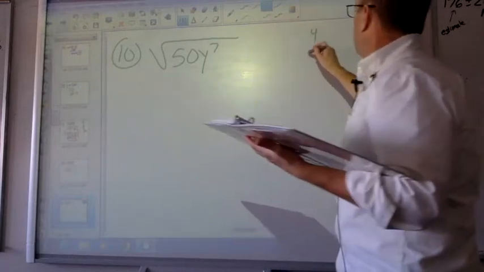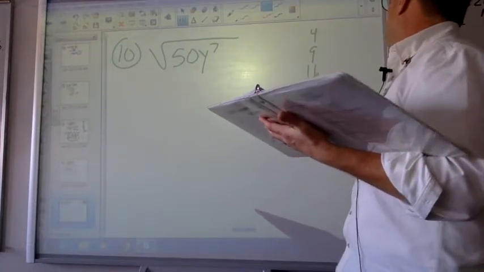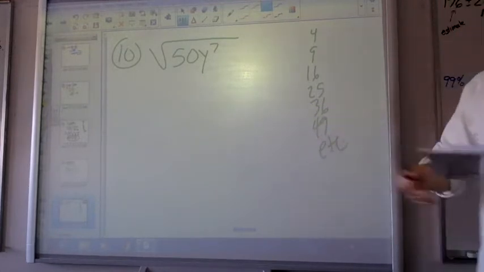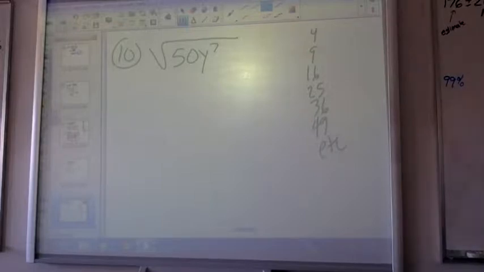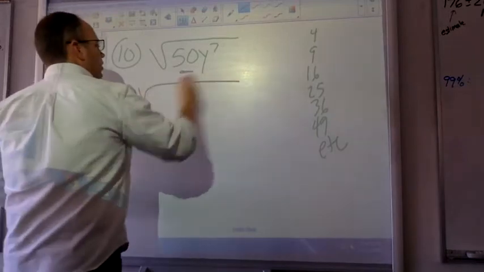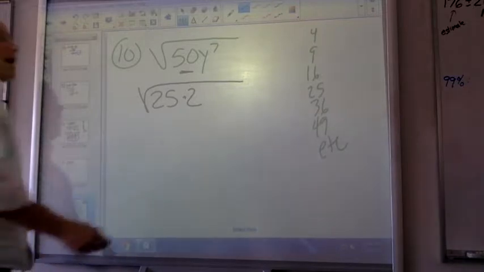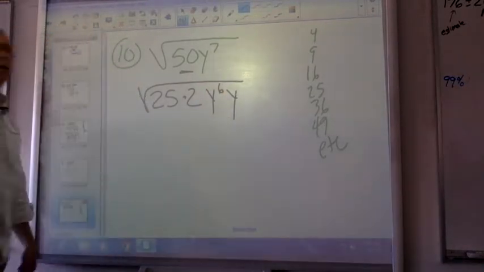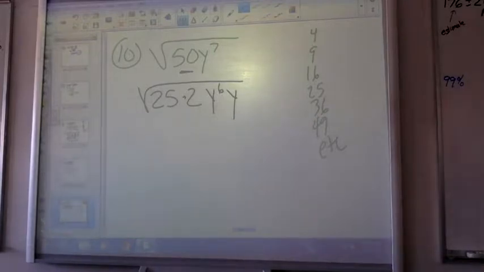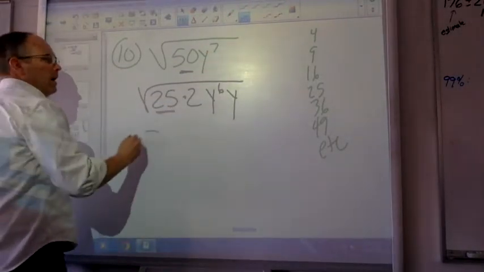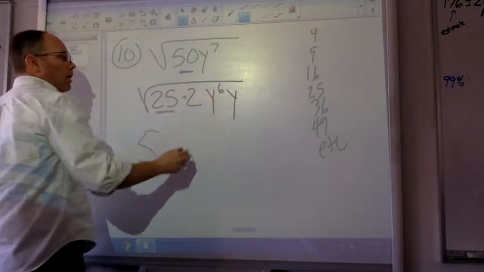Okay, so my perfect squares, 4, 9, 16, 25, 36, 49, etc. Is there a number times a perfect square that would give me 50? 25. Yeah, 25 times 2. So let's break that up. So that's going to give me 25 times 2. What would I have to do to y to the 7th to make it a perfect square, or part of a perfect square? Break up the y. So I have y to the 6th, y. Is y to the 6th times y to the 7th? So we still have everything up there, right? All right, so what's the square root of 25? 5. The 2 stays behind, it's not a perfect square. What's the square root of y to the 6th?